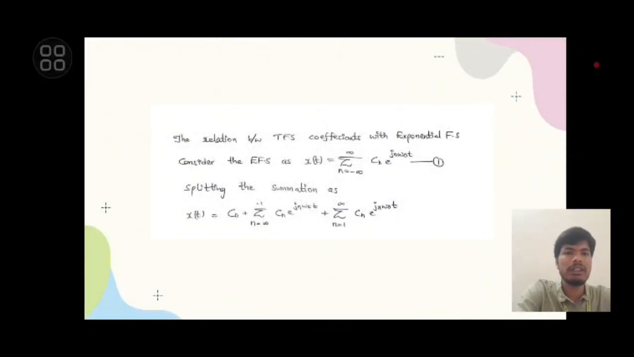The relation between trigonometric Fourier series coefficients and exponential Fourier series coefficients. Consider the exponential Fourier series x of t equals summation n equals minus infinity to infinity c suffix n into e power jn omega naught t, equation 1. Splitting the summation, x of t equals c naught plus summation n equals minus infinity to minus 1 c suffix n into e power jn omega naught t plus summation n equals 1 to infinity c suffix n into e power jn omega naught t.